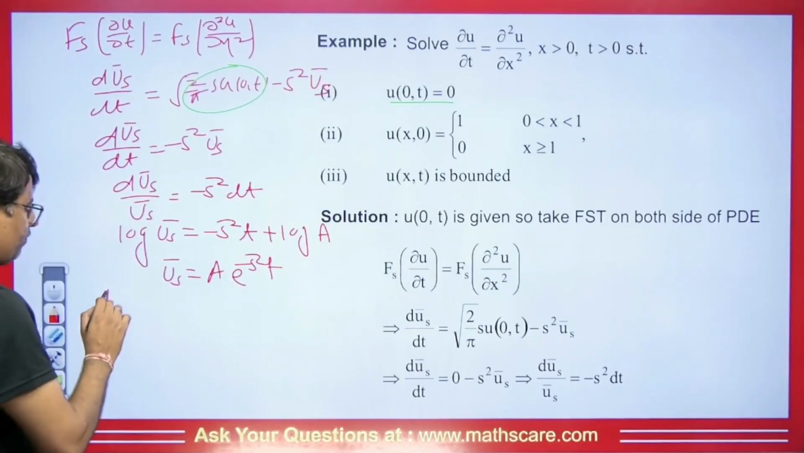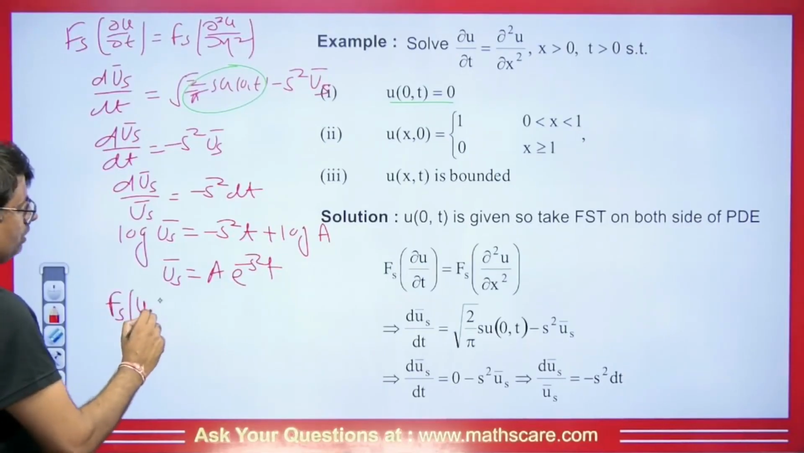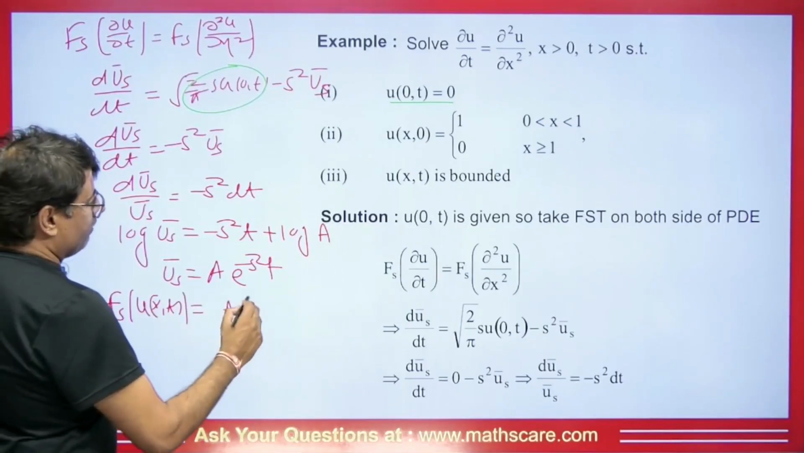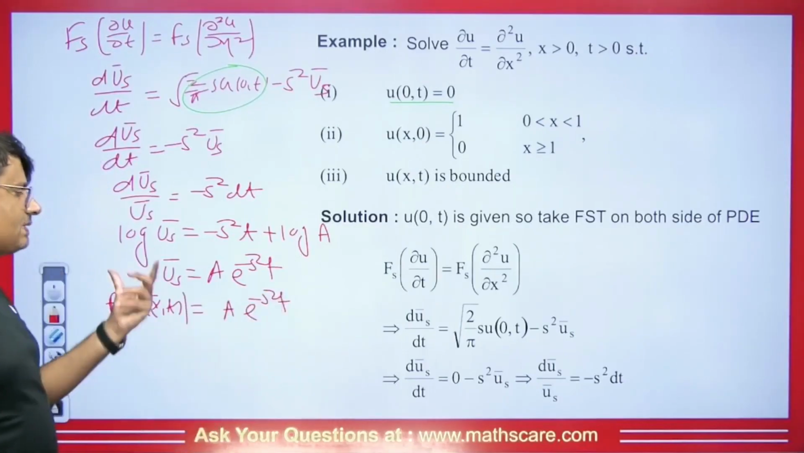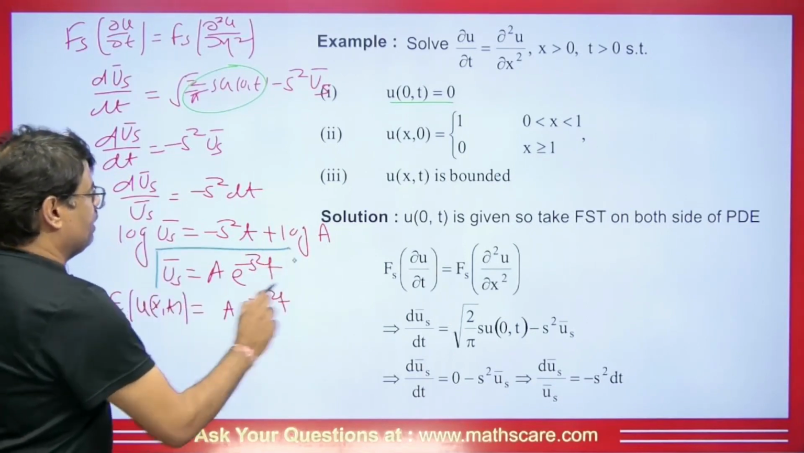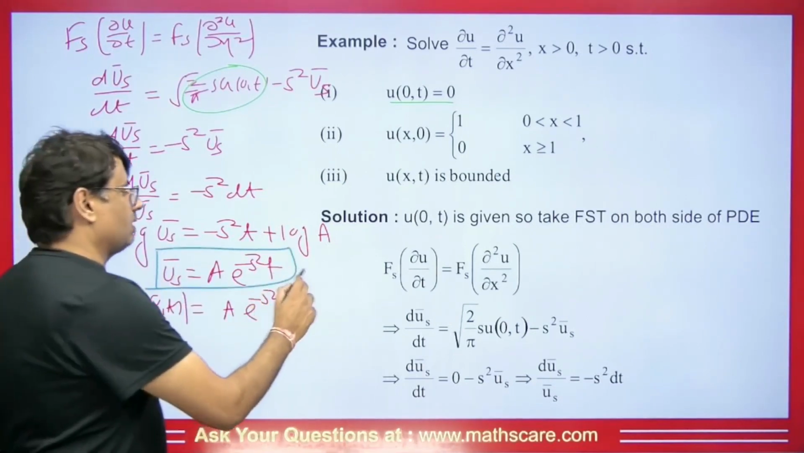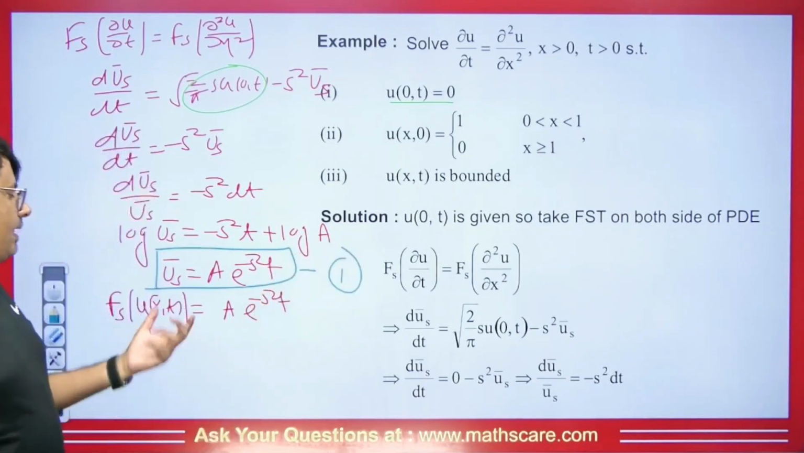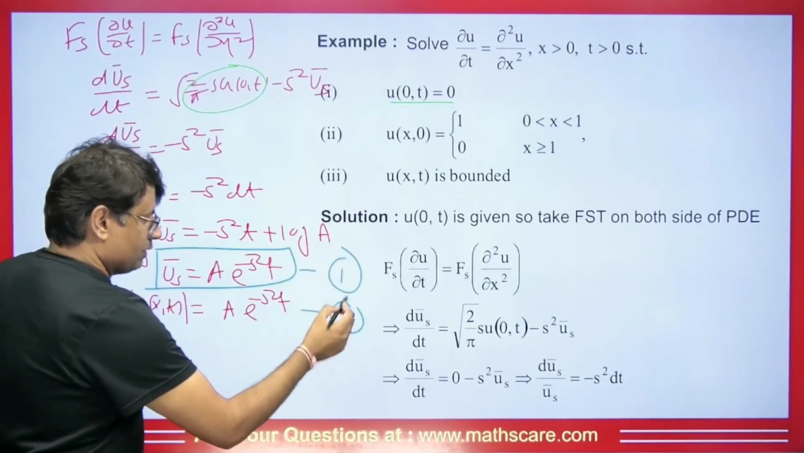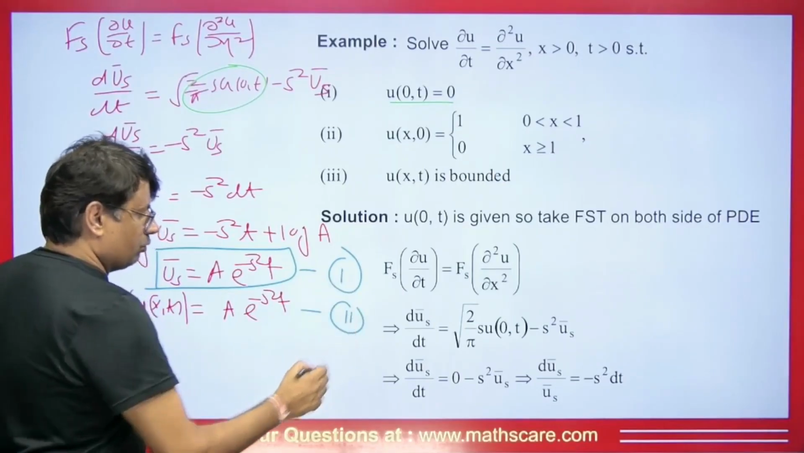We know it means that the Fourier Sine Transform of u(x,t) is equal to a e to the power minus s square t, and we have got the answer. So this is the answer, students. Now what we need to do here, just find the value of a, and equation number 1 is the answer, not the actual answer, but you can consider this equation as the answer in a way. Let's assume this is 1 and this is 2. So equation 2 is our answer here.